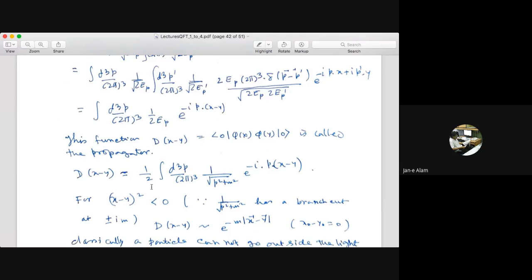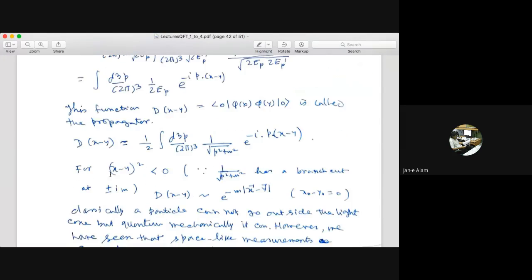Now let us see what that propagator means. Let me calculate this propagator for a space-like domain. Whenever I take (x−y)², x−y is a 4-vector, so its square is the length of the 4-vector, and when the length of the 4-vector is negative, that is called a space-like domain.